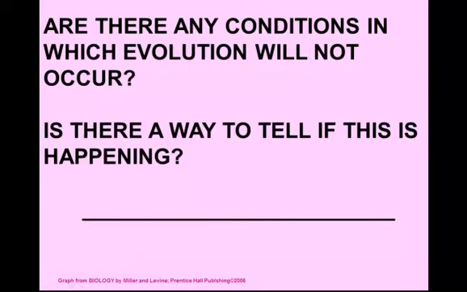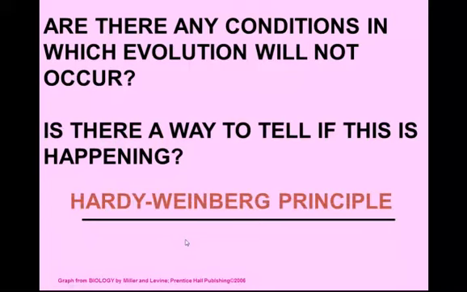We've been talking about different patterns of evolution and different examples that we see in the fossil record. What I want to do next is talk about the idea of whether there are any conditions or situations in which evolution will not happen. Is there a way to look at a population and tell if it's evolving or not? That leads us to something called the Hardy-Weinberg principle.